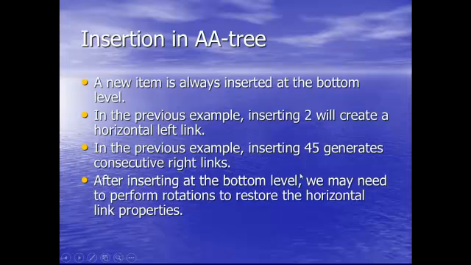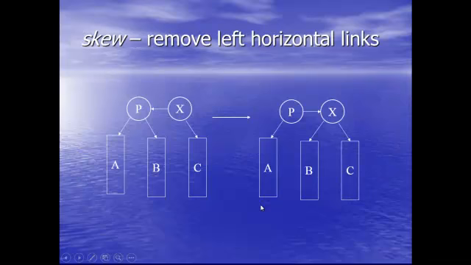After inserting at the bottom level, we may need to perform rotations to restore the horizontal link properties. Now, this can be restored by skew, that is removing left horizontal links in this way. If P has two children, that is A and B, and X has one child, that is C, and P is at a horizontal link of X, then in the skew process we can remove the horizontal link by skewing. You can see in this example, skew can be used to remove the left horizontal link.